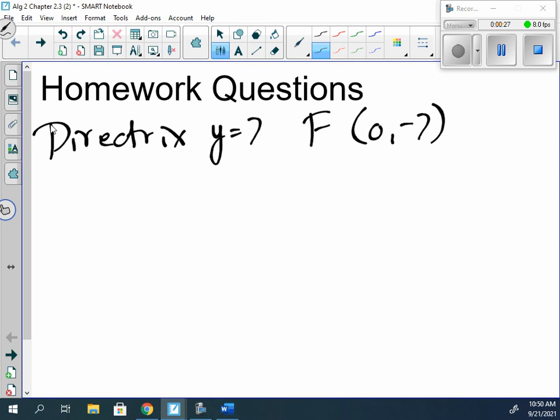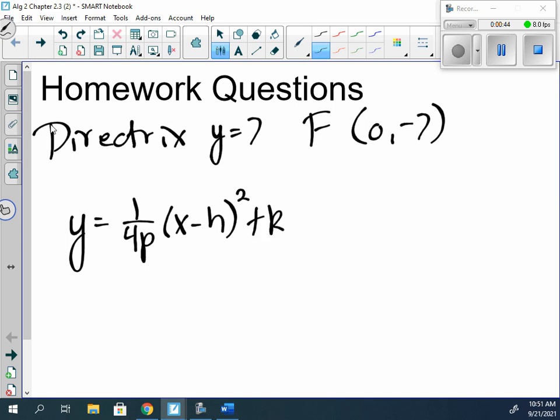Now, when we look at our two general equations, since the directrix is y equals, we were talking about y equals 1 over 4p (x minus h) squared plus k, because that's the general form. Out of the two equations, the one that has y equals is y equals 1 over 4p (x minus h) squared plus k.